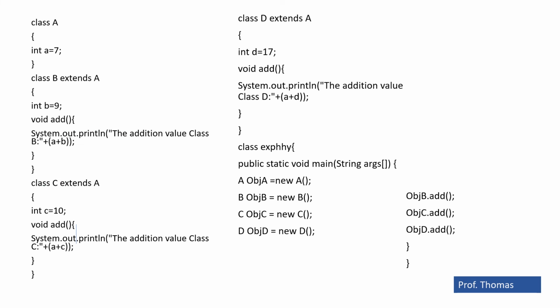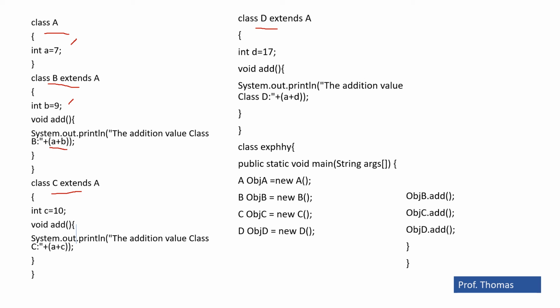Here we see the example for hierarchical inheritance. The class A is a superclass for B, for C, and for D also. The class B extends A, so it can use a variable of class A also. So the addition value of class B equals A plus B. It can use its own variable and class A variable also.